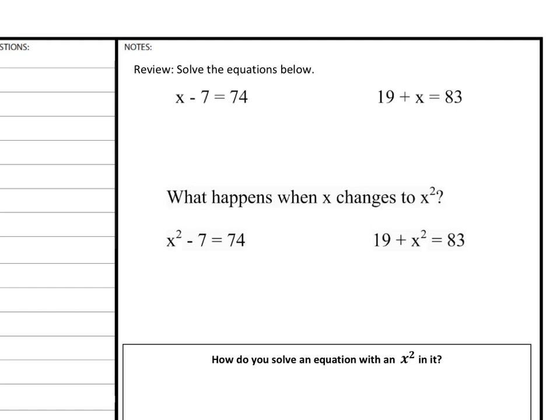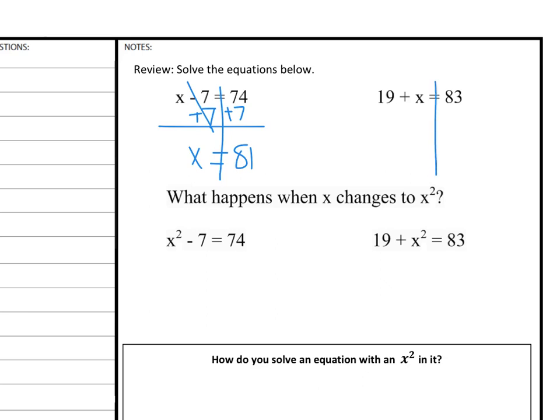On the back, we're going to review a tiny bit of solving equations, which we just finished, because we'll need it to do extra stuff today. So if we were going to solve this first equation, the only thing that I need to do is get rid of the -7. So I would add 7 on both sides. Then I would get no more 7s, just x equals 81, and I would be done.